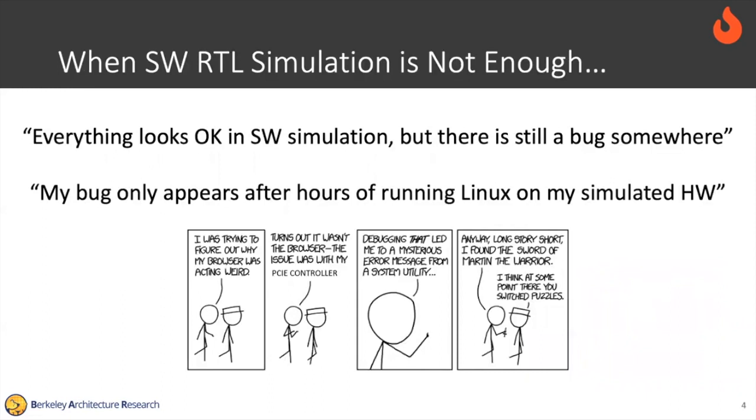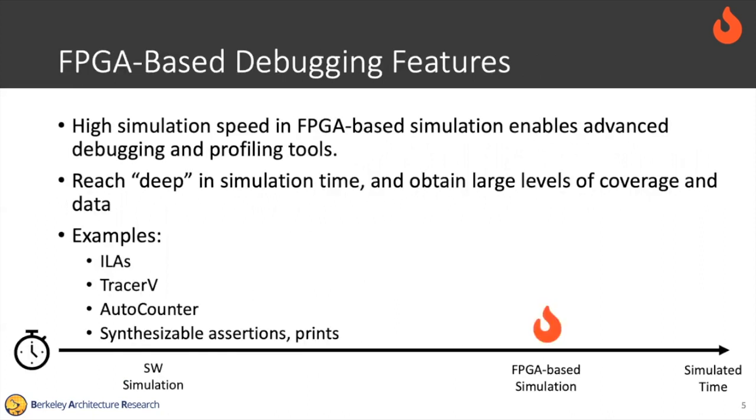All right, so what is the use case here, right? It's for when software RTL simulation isn't doing well enough, or going far enough in the simulation, right? So everything looks okay in software simulation because we just can't run that many cycles, right? So there's still a bug somewhere, right? And the bug only appears after several hours of running Linux on the simulated hardware on an FPGA. So then we need some way to introspect on what's happening on the FPGA.